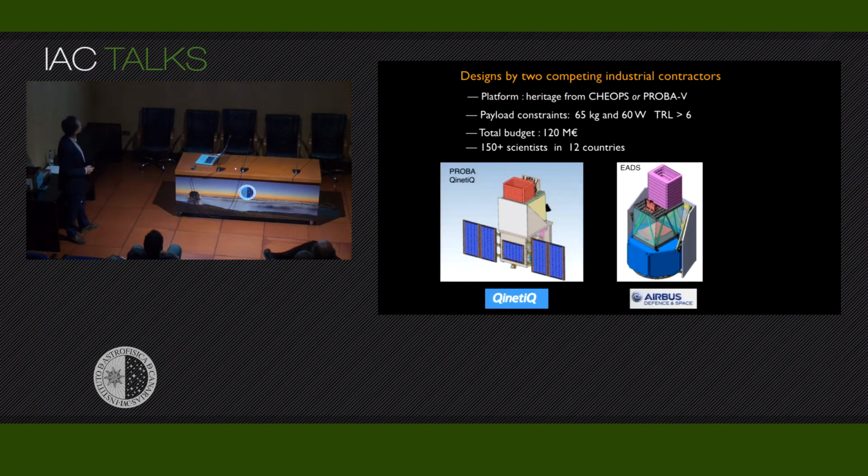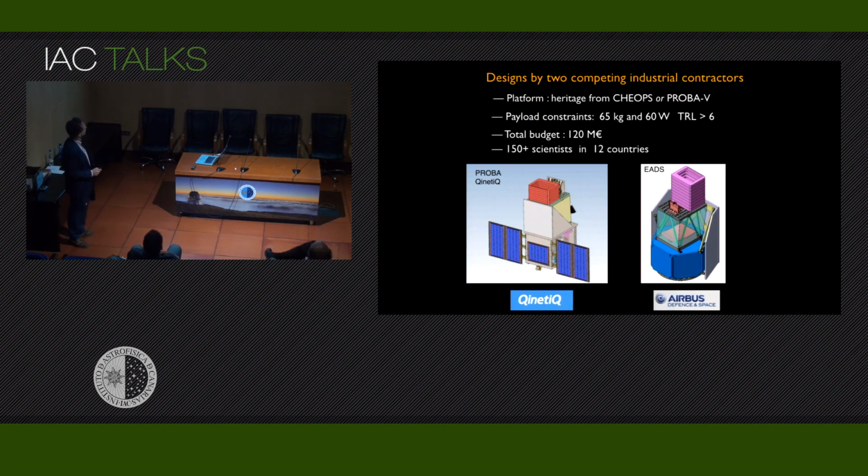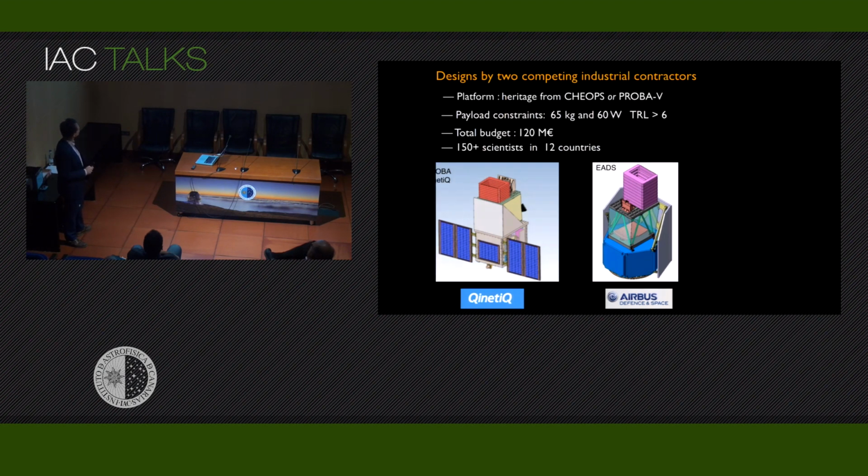So we were in contact with 2 different industrial contractors, competing ones, actually. One was EADS CASA in Madrid, and then Proba Kinetic from Belgium. And we have essentially 2 different platforms. This is a tiny payload. It's something like 65 kilograms and 65 watts. Those were the requirements set up by ESA. And you see that the design of the solar panels is slightly different. The sun shield is a bit different. But yet we were within the total budget of something like 120 million.